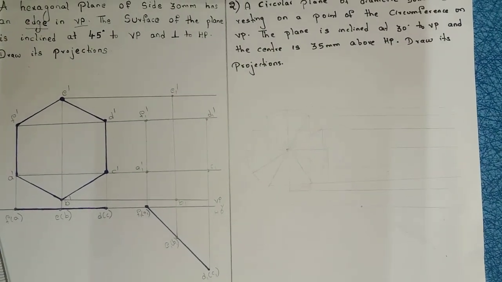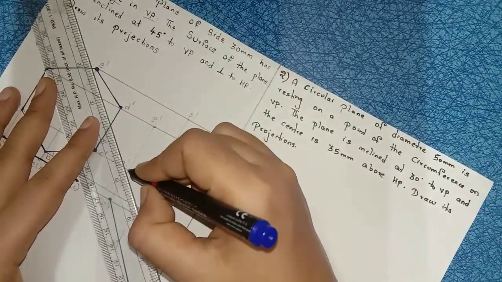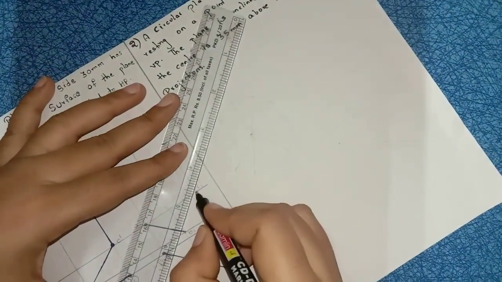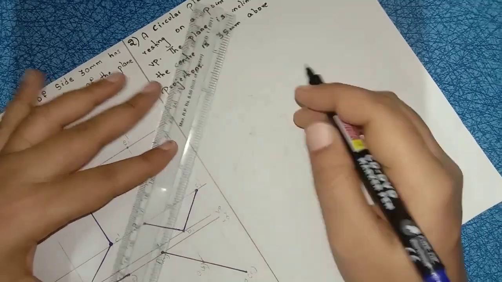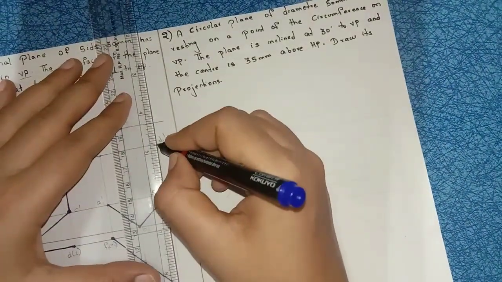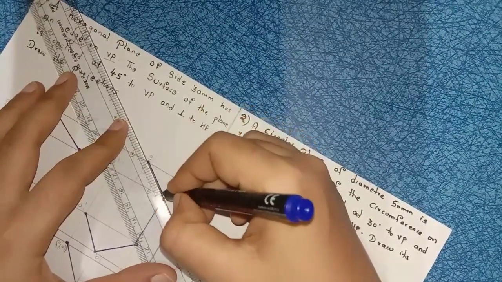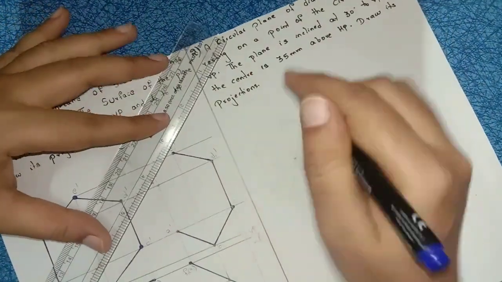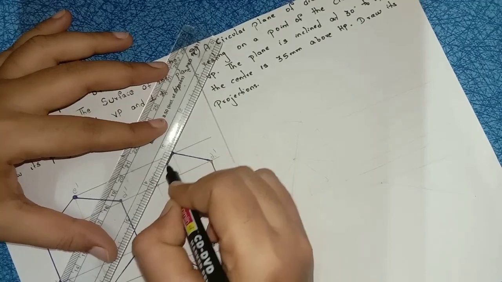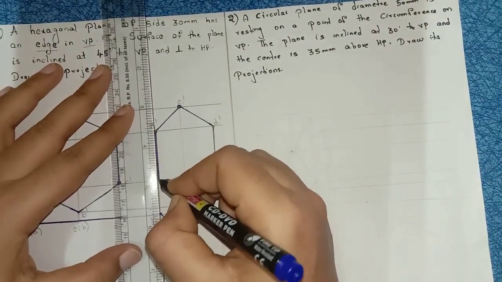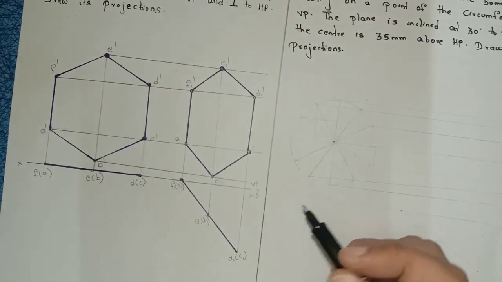Right? After marking all the points, join A1 dash to B1 dash, B1 dash to C1 dash, C1 dash to D1 dash, D1 dash to E1 dash, E1 dash to F1 dash, F1 dash to A1 dash. You will get the hexagon.